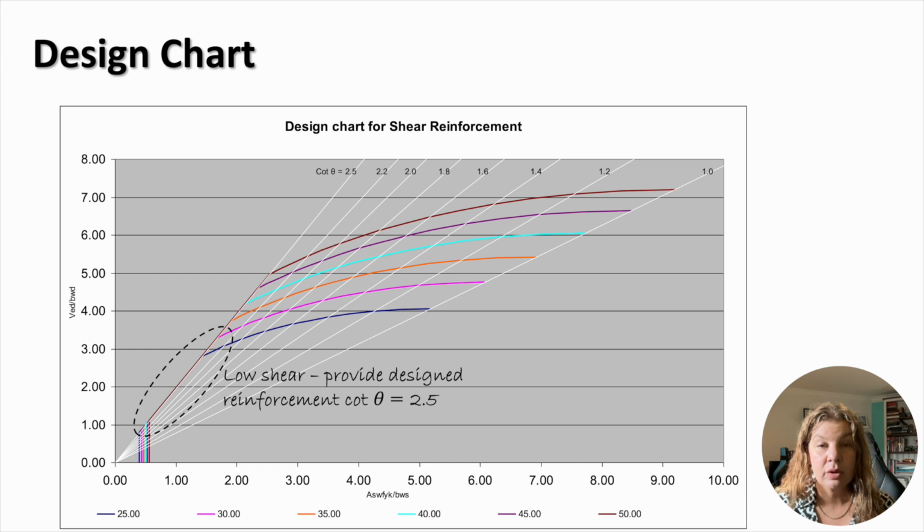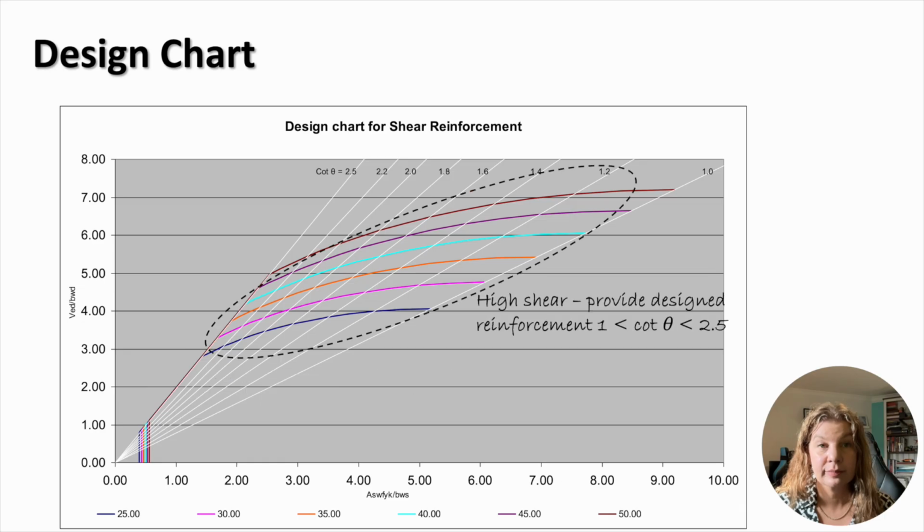The second zone corresponds to low shear. In this case, the reinforcement is designed using the strut inclination angle of 22 degrees, the cotangent of which equals 2.5. And the third zone corresponds to high shear. In this case, the reinforcement is designed using the strut inclination angle between 22 and 45 degrees, where the cotangent of the inclination angle is between 2.5 and 1.